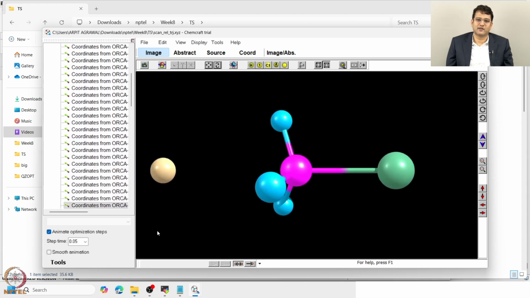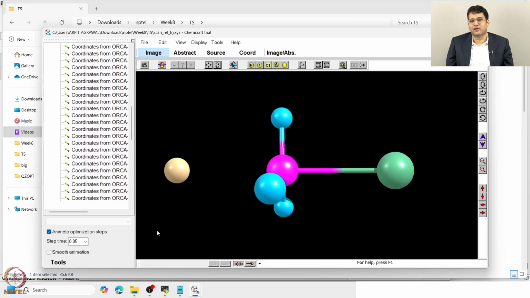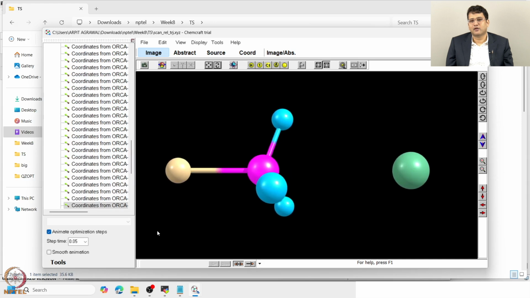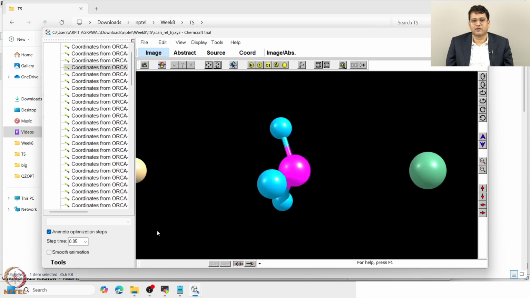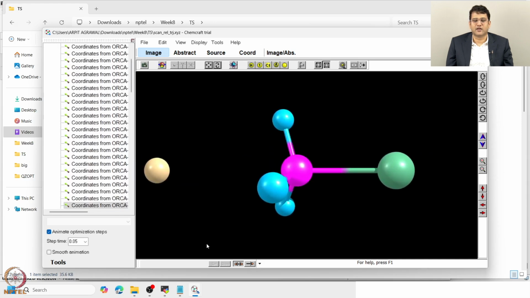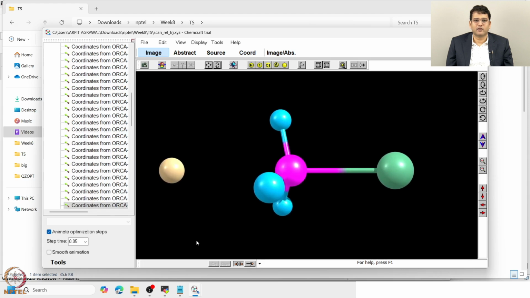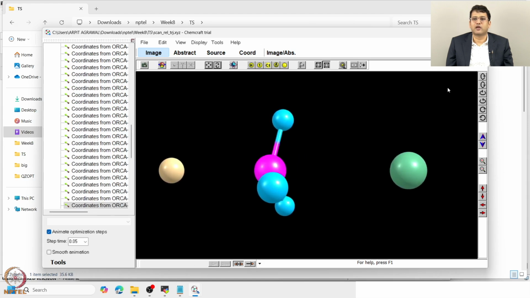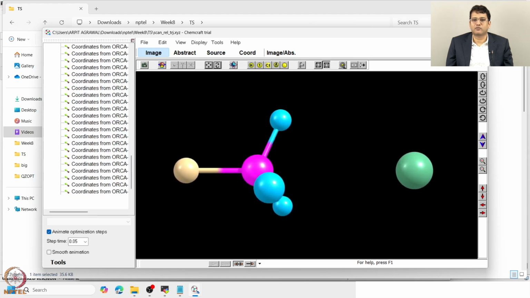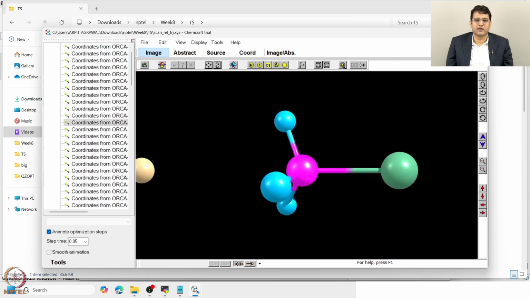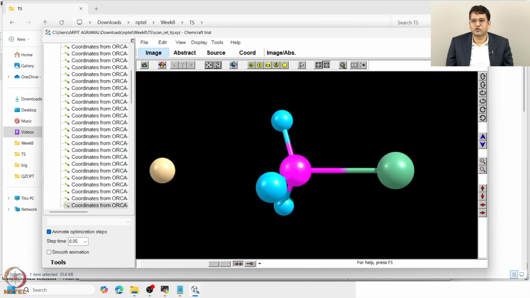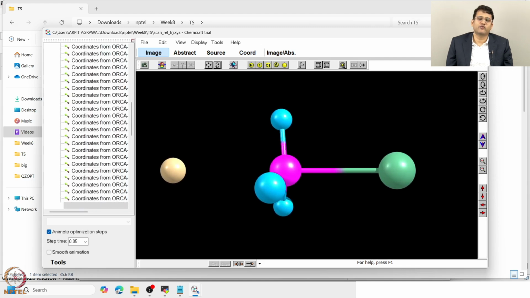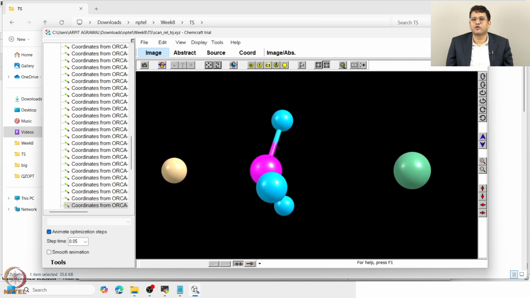Of course, we are seeing the reverse one. We are seeing the chlorine is leaving and fluorine is joining, but it can give us the transition state anyway. So this time at least through the scan we have identified the correct internal coordinate which corresponds to the reaction coordinate. So you need to do a few times trial and error sometimes to get it, and now we need to get to the step where we think it's close to the transition state.